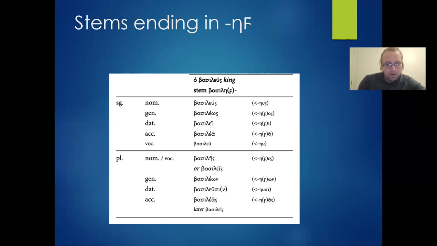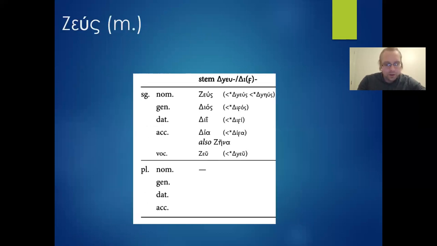Okay, let's move on to the next paradigm directly, which is that of Zeus. So we may note here, first of all, that we have two different stems according to which the word is inflected. On the one hand, we have this die, from which the nominative and the vocative forms derive. And then we have the variant diu, from which the rest of the cases have been formed.